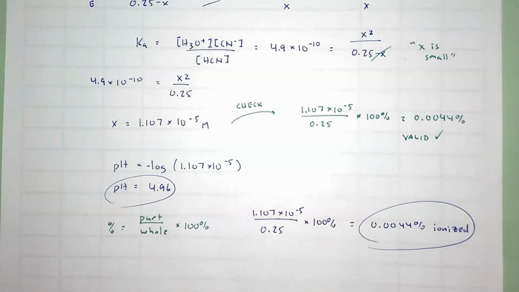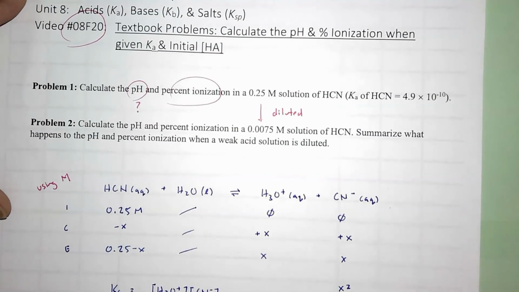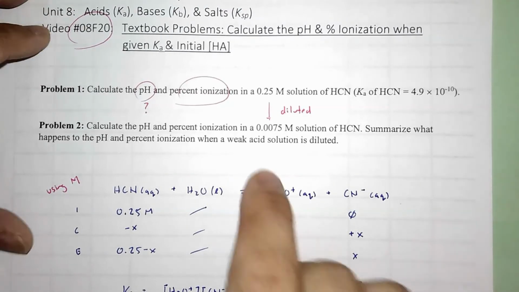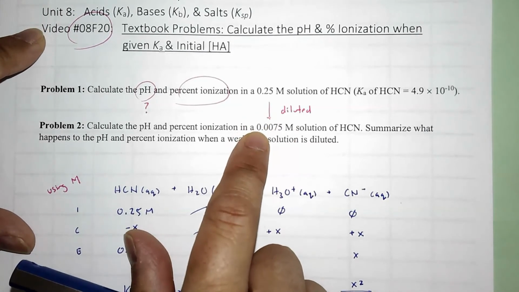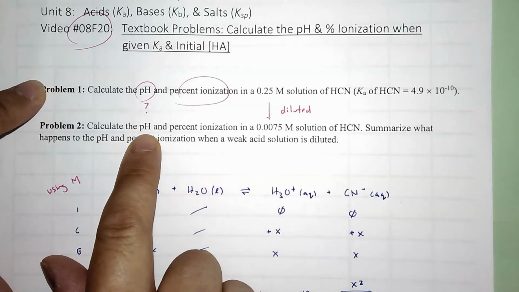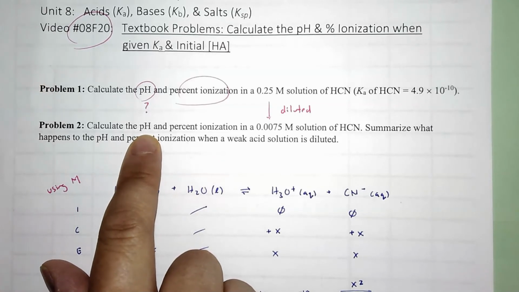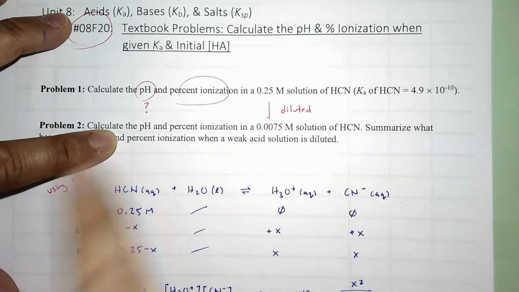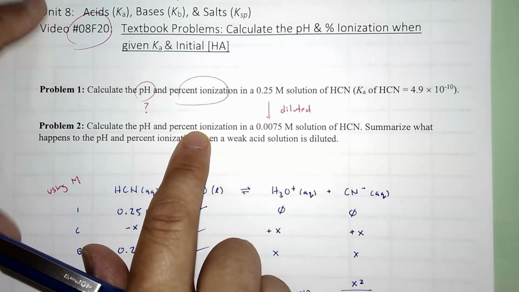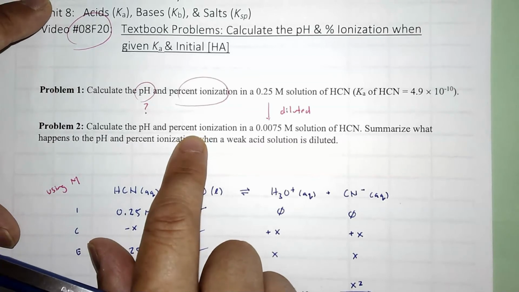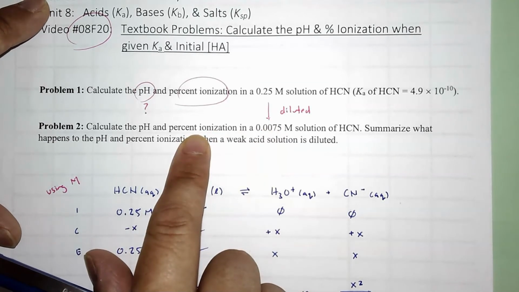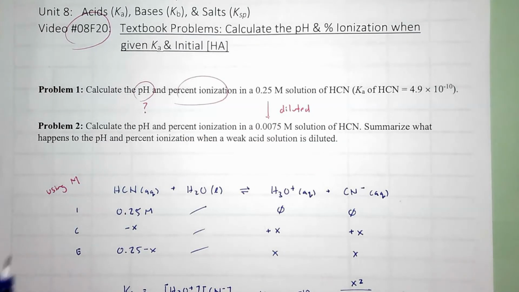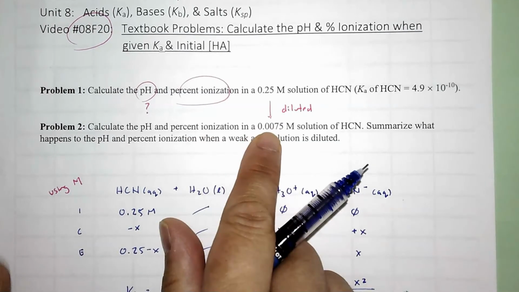Okay. Well, the second problem I think is interesting because we could figure out trends. What happens if you dilute a weak acid solution? Will the pH go up or down? If it goes up, it got more basic. If it goes down, it got more acidic, and we're diluting the acid. But we could also figure out what trend occurs when it's diluted, and how does ionization change? Does it get more likely to ionize, or does it become less likely to ionize when you dilute a solution?